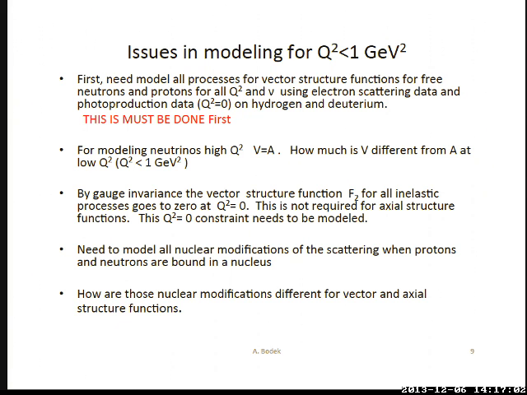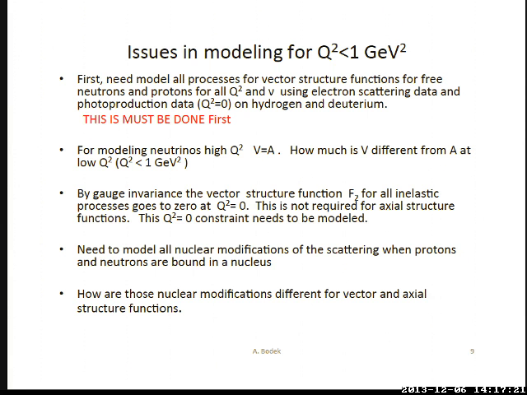First, we need to model all the processes for the vector structure function for a free nucleon for all Q-square and nu, using electron scattering data on hydrogen and deuterium. So this is the first thing we need to do. We need to know what the cross-sections are. And then, OK, we want to predict neutrinos for hydrogen and deuterium.